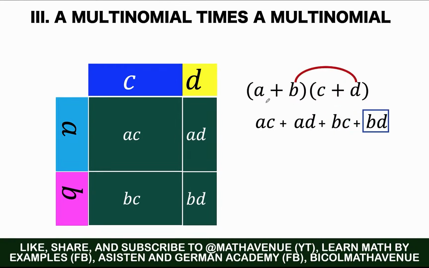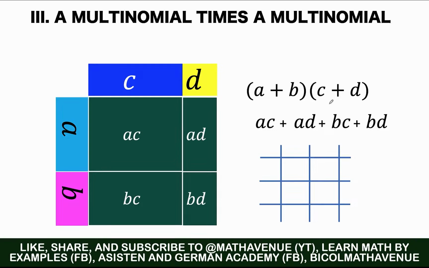When you multiply a binomial times a binomial, there's a technique called the FOIL method. In my experience, I oftentimes forget to distribute some terms, so I always use the tabular or the grid method. The grid method is like this.